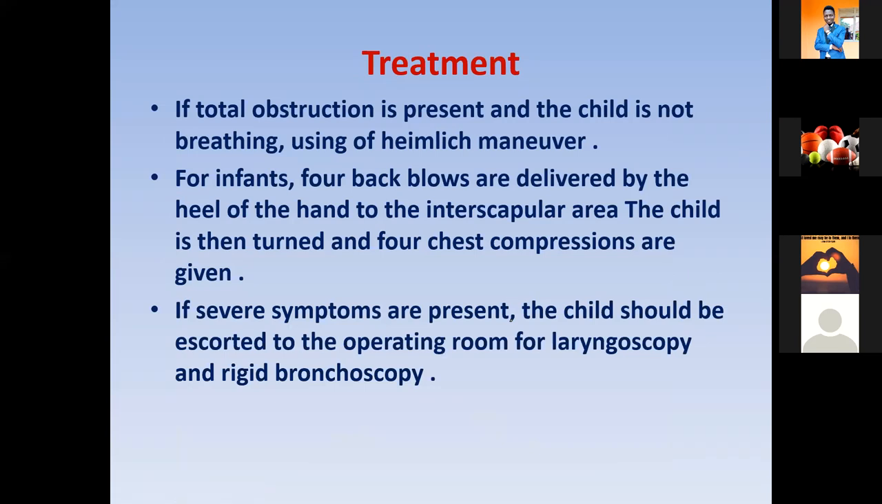So treatment, if total obstruction is present, that is the child is not breathing, whether you're in hospital or at home, the Heimlich maneuver is still very, very crucial. For an infant, you give four big blows with the heel of your hand in the interscapular area, and then you follow with chest compression. That increases the intrathoracic pressure, and then the patient will cough out the foreign body. Please remember, in total obstruction, you have to do the Heimlich maneuver. However, if we have severe symptoms, the patient needs to be taken to theater as an emergency for bronchoscopy.